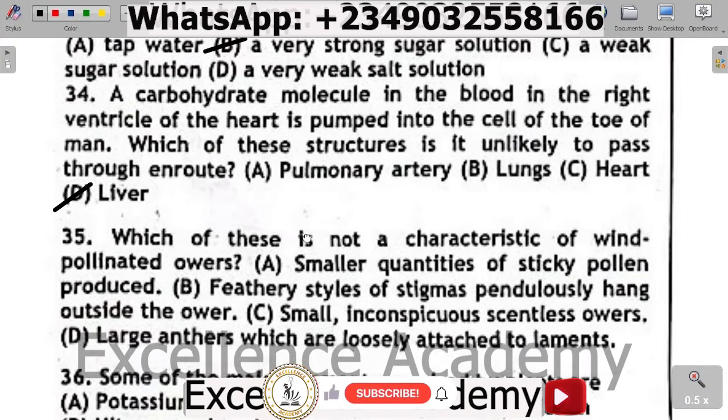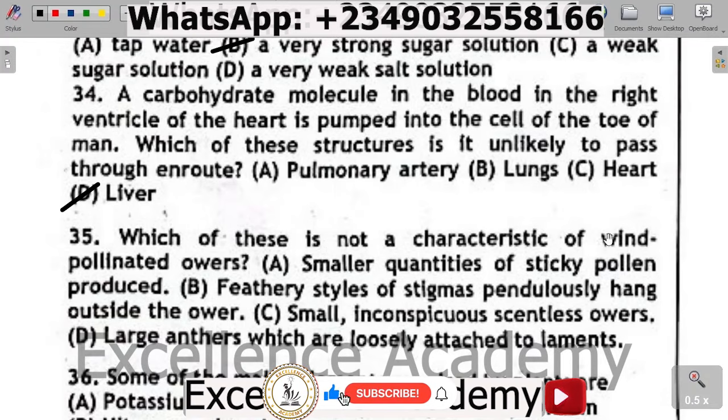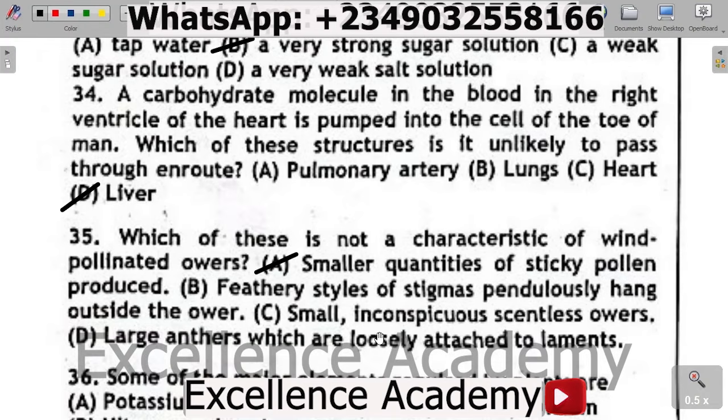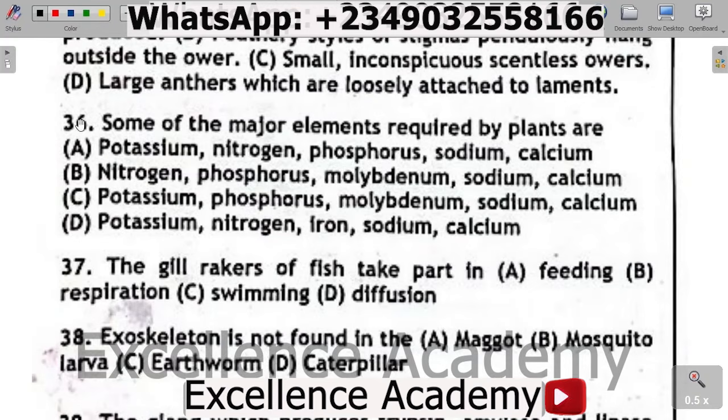Question 35. Which of these is not a characteristic of wind-pollinated flowers? A. Smaller quantities of sticky pollen produced. B. Feathery stars of stigmas pendulously hang outside the flower. C. Small inconspicuous scentless flowers. D. Large anthers which are loosely attached to filaments. The correct option is A, smaller quantities of sticky pollen produced, which makes it easy for wind to pollinate the flower.